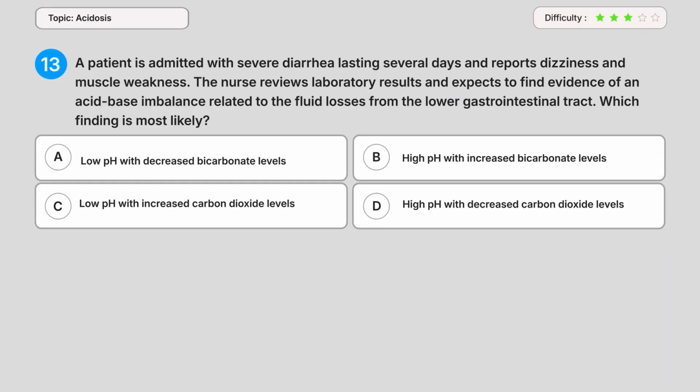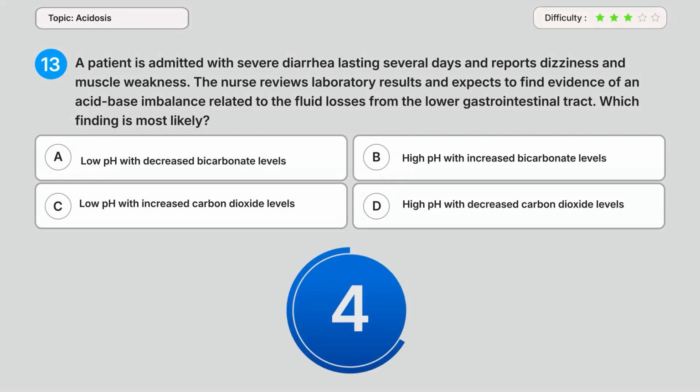A. Low pH with decreased bicarbonate levels. B. High pH with increased bicarbonate levels. C. Low pH with increased carbon dioxide levels. D. High pH with decreased carbon dioxide levels. Do you know the answer?